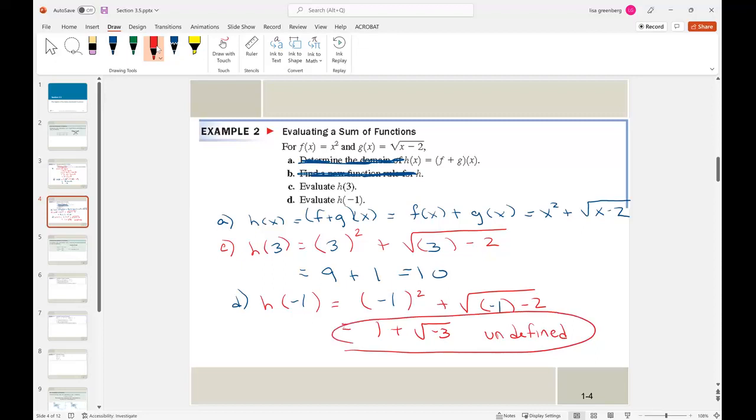We can't find the square root of -3, so there's no solution for that one. Okay, undefined or no solution. All right.